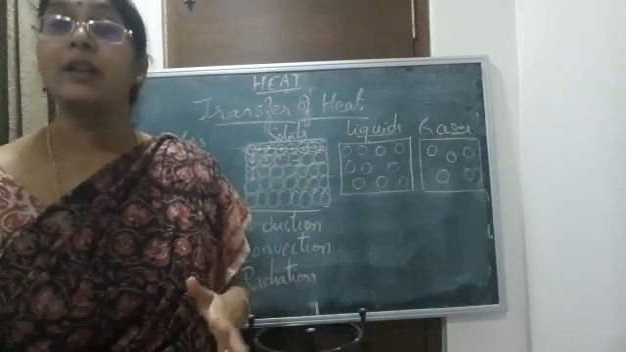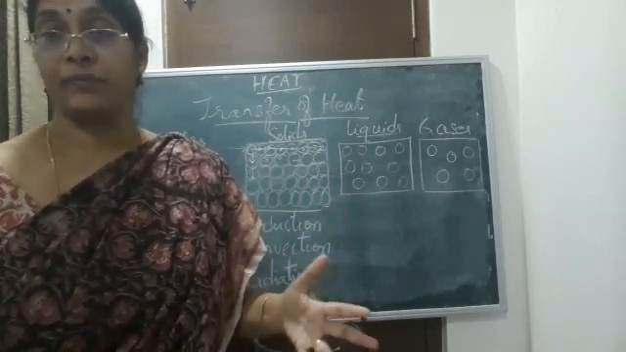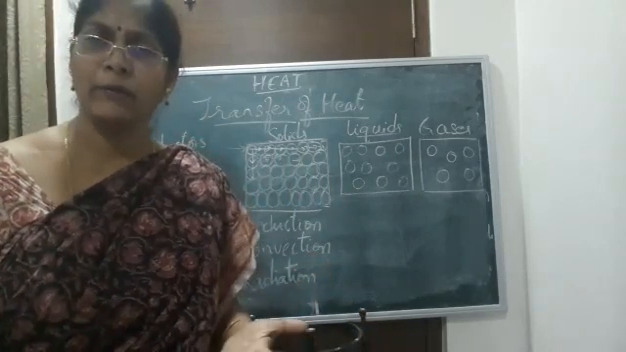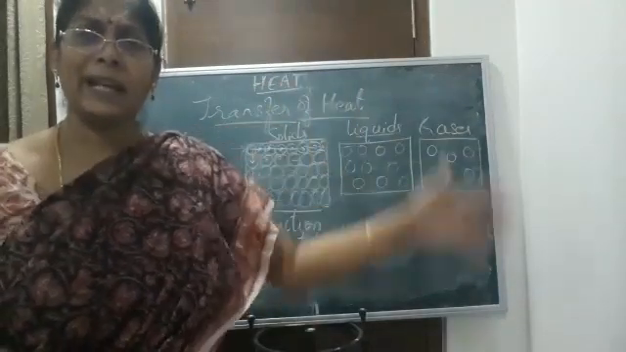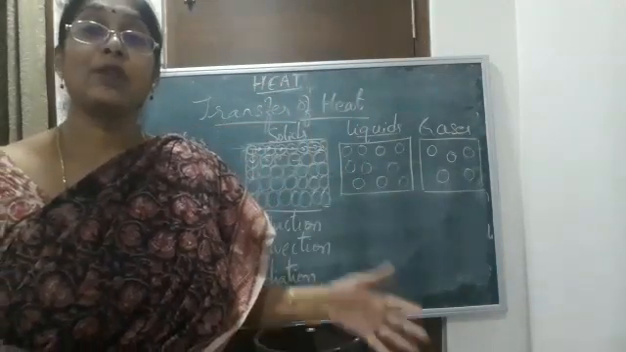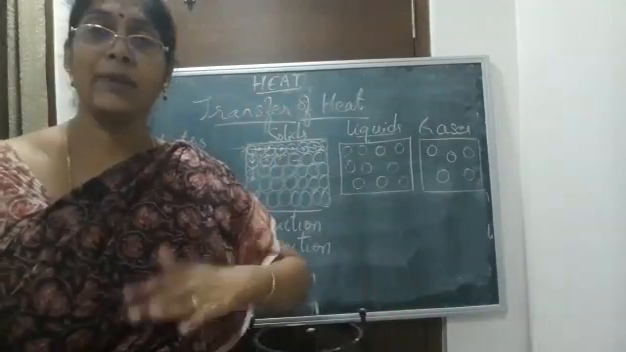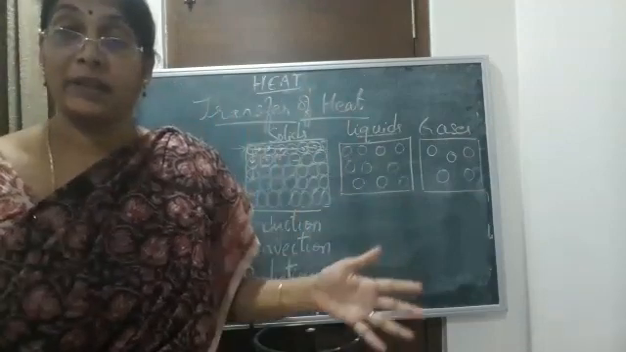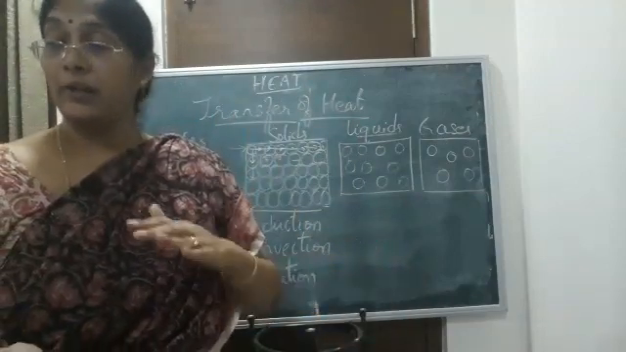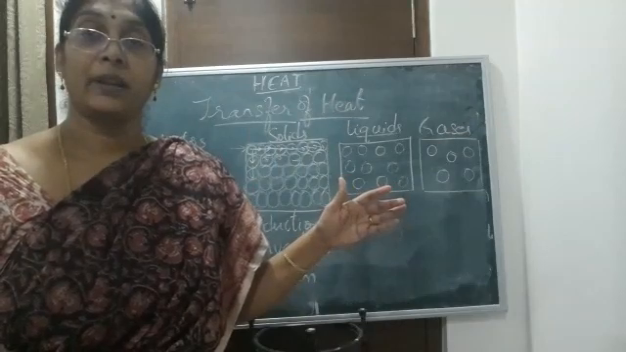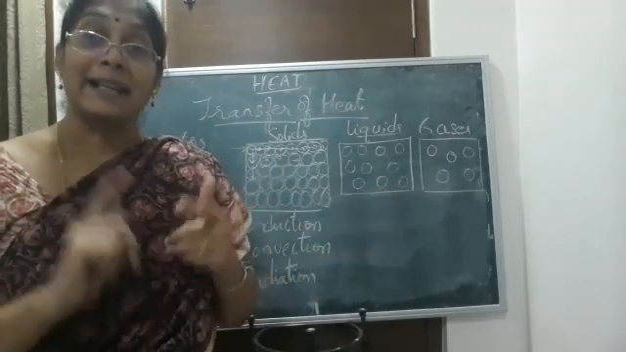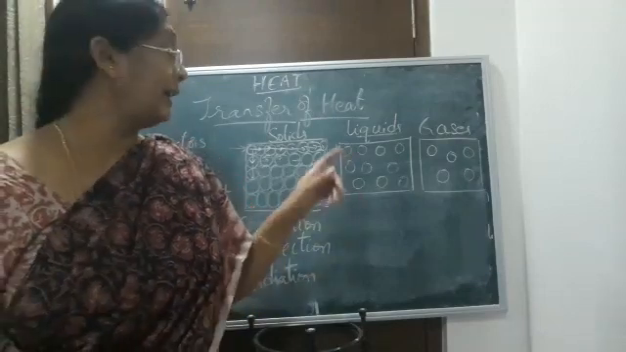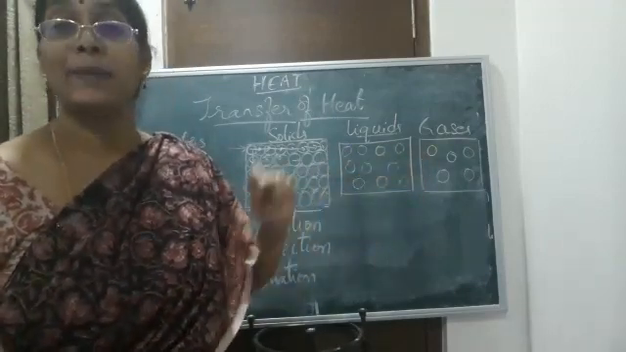What is meant by fluid? Fluid is anything that can flow. Does solid flow? No. You can make a big heap of solid, right? But can you make a heap of water? It will flow. In the same way, can you make a heap of gas, oxygen? No. It will also flow. So gases and liquids, both of them are fluids. So transfer of heat in gases and liquids takes place by convection.